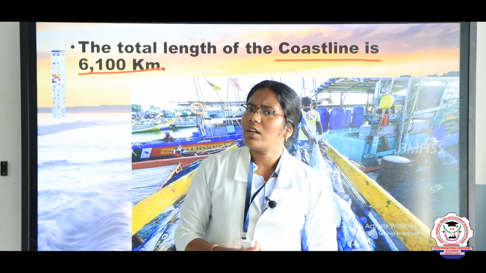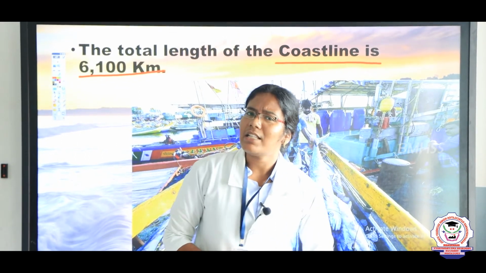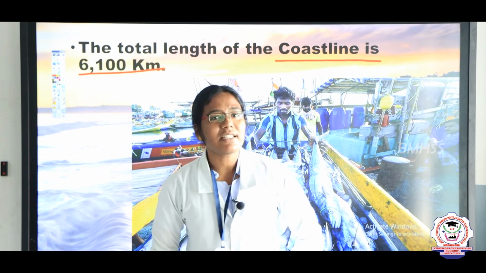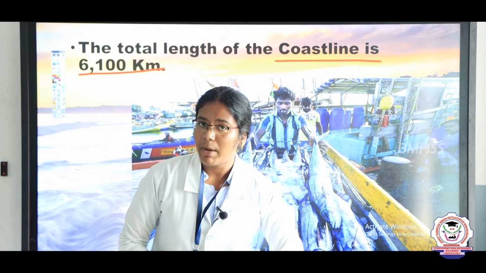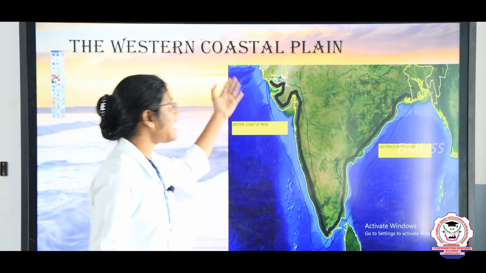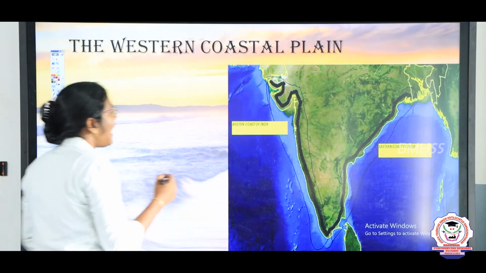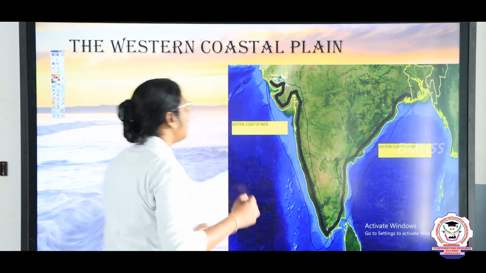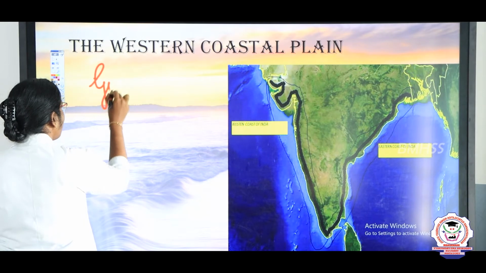Do you know children, what is the major occupation of the people who live in the coastal area? Good. Fishing is the main occupation of the people who live nearby the coastal area. Next we are going to see the Western Coastal Plain in detail. The Western Coastal Plain extends from Gujarat to Kanyakumari.